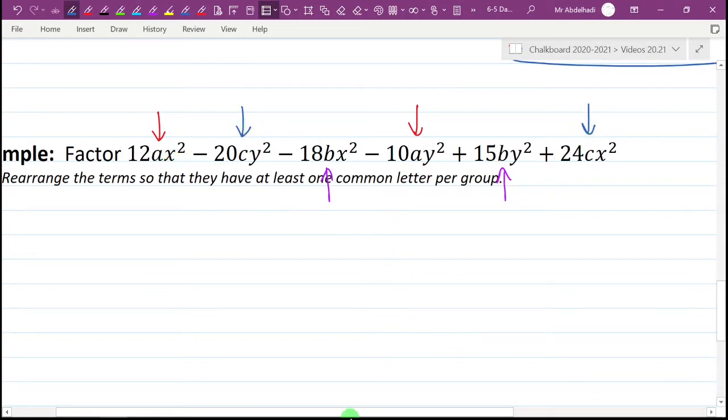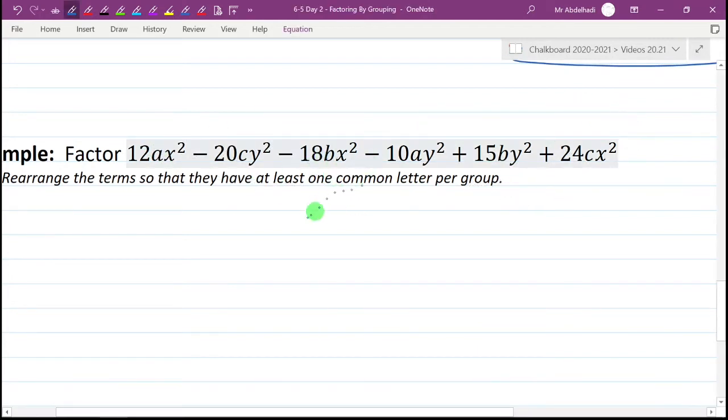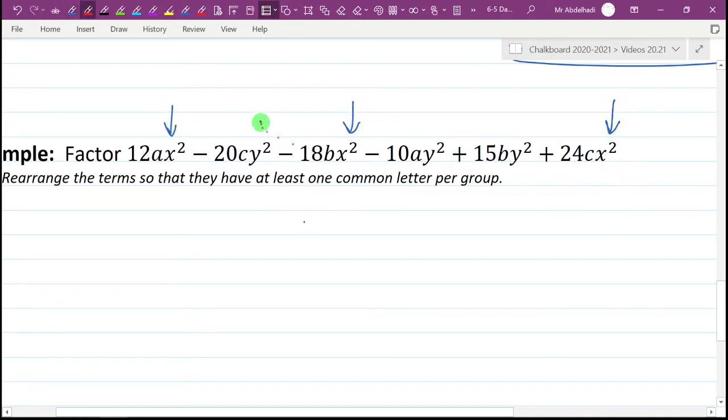I could do that. Or I see an X and Y in here. What if I did X's and Y's? Well, there's an X here, an X here, and an X here. So that'd be 3, and there's a Y here, a Y here, and a Y here.